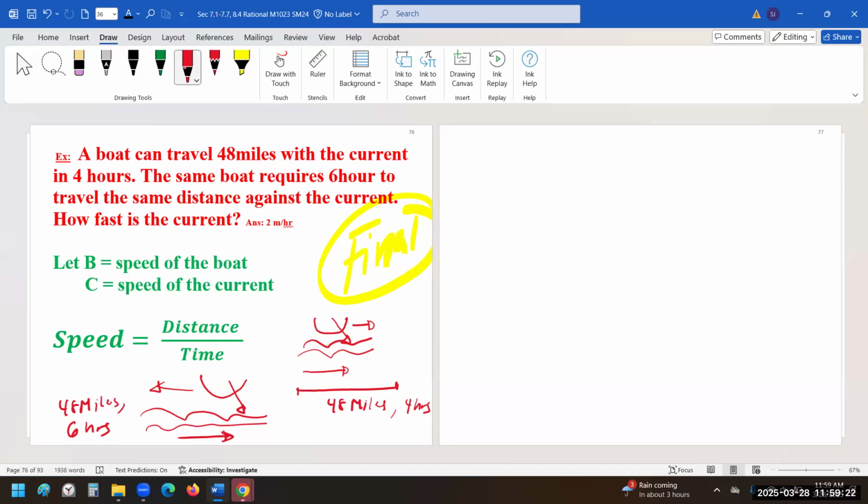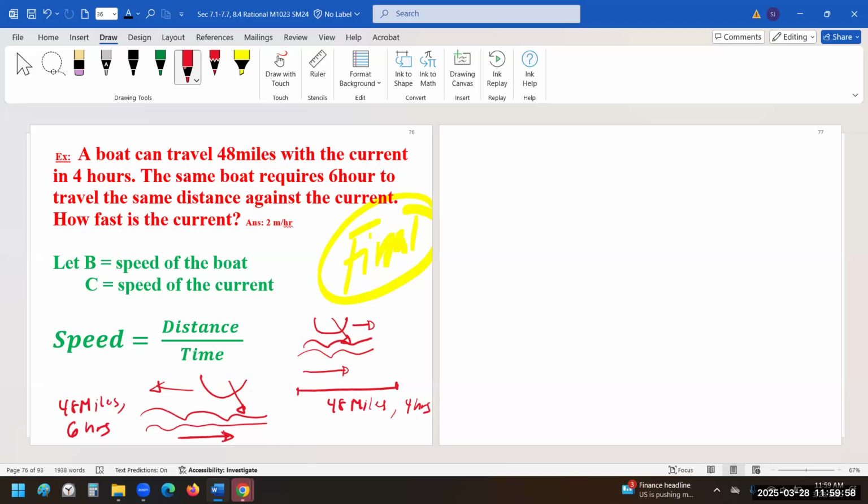When you go with the flow, your journey becomes smooth, and it takes only 4 hours to cross 48 miles. But in your return trip, you're going against the current, so it takes longer. It takes 6 hours to cross the same 48 miles. Now they're asking, what's the speed of the current? So how fast is the current moving? Did you understand the scenario?